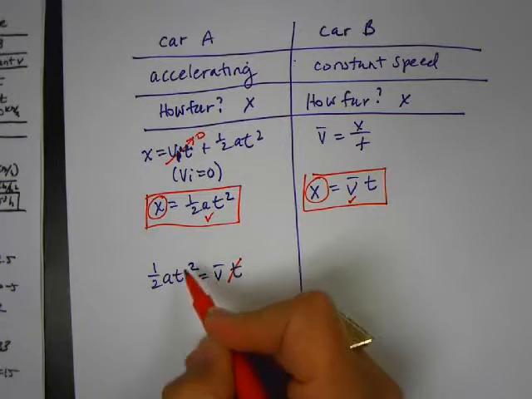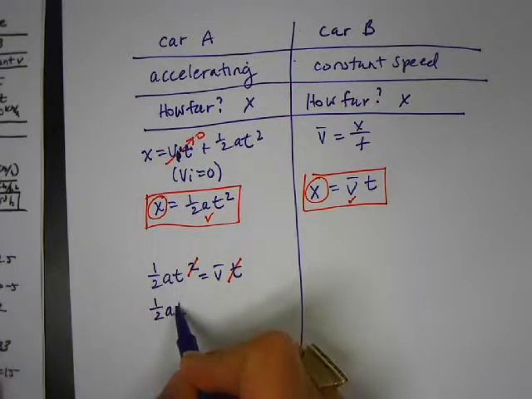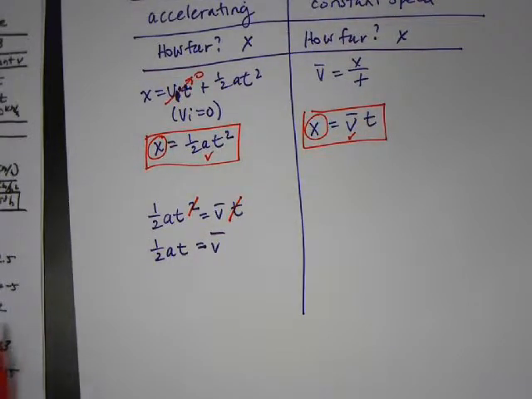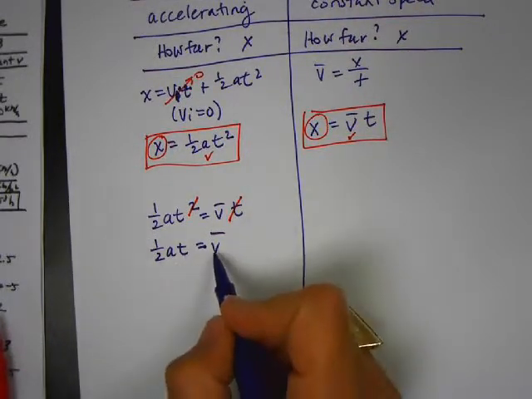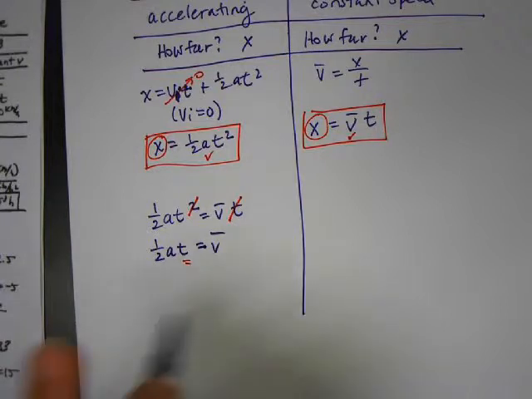So I can factor out a t here and a t here. So now I have 1/2 at is equal to v. But I want to solve for t, so I'm going to rearrange my equation to solve for the unknown in terms of the known. So what I'll do is I want to solve for t. So I'll leave t where it is because right now it's in the numerator.